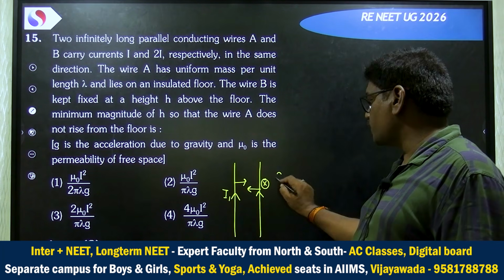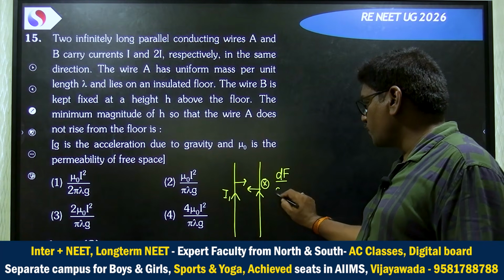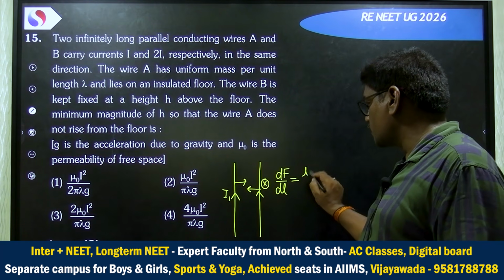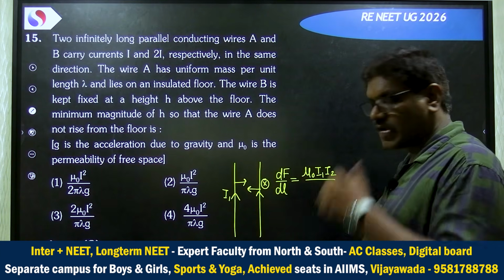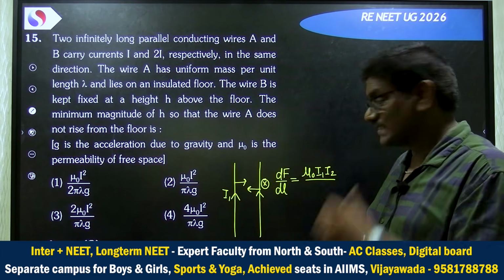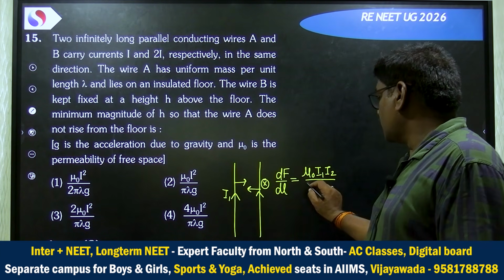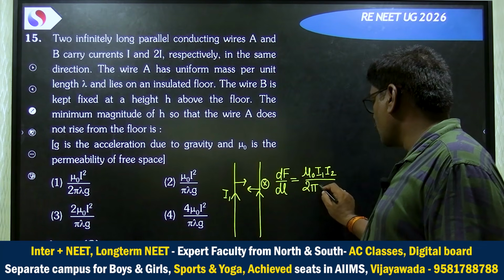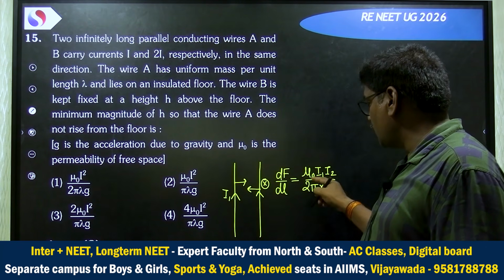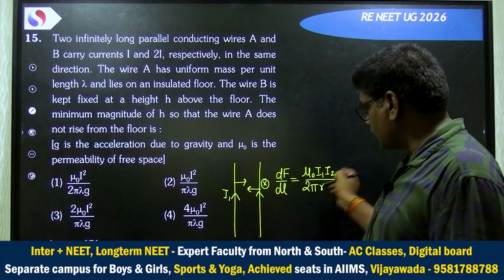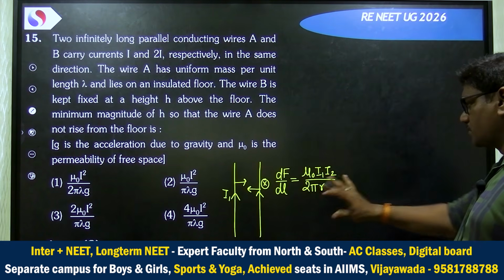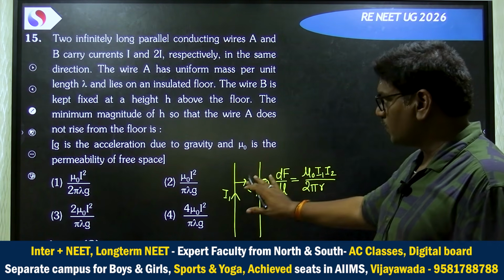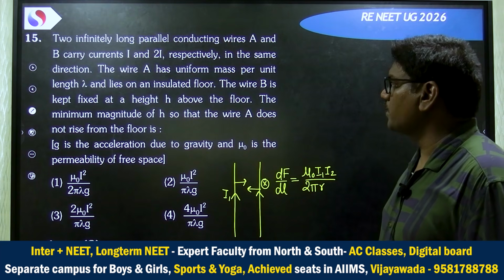And what is this force per unit length comes? This force per unit length expression comes as mu naught I1 I2 by, tell me, it is 2 pi r, because BIL. So B is this, IL. L will be down, right? Okay, so this force per unit length between the two parallel wires you should know. Now let's come to the question.